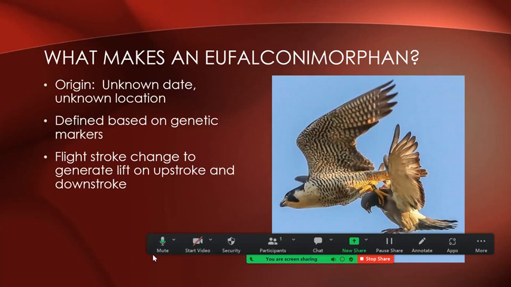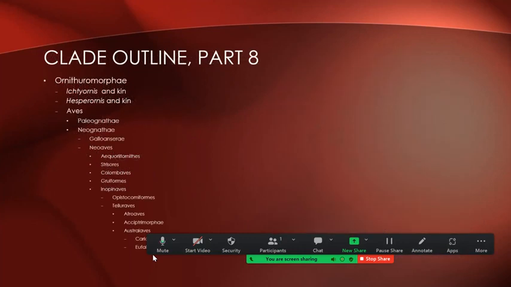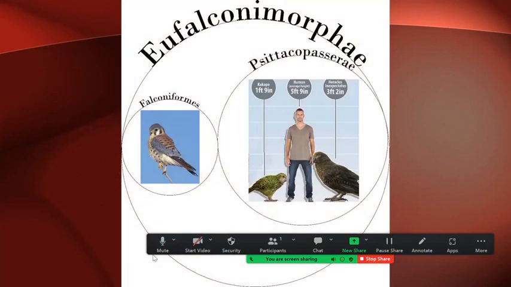The fastest animal that we know of, not counting animals in a vehicle, I suppose, would be the peregrine falcon, which is obviously a Eufalconimorph, capable of moving at over 200 miles per hour in a dive. So remarkably fast animals here. We're going to be concentrating mostly on the Psittacopasserae, but we do have the Falconiformes in this group.